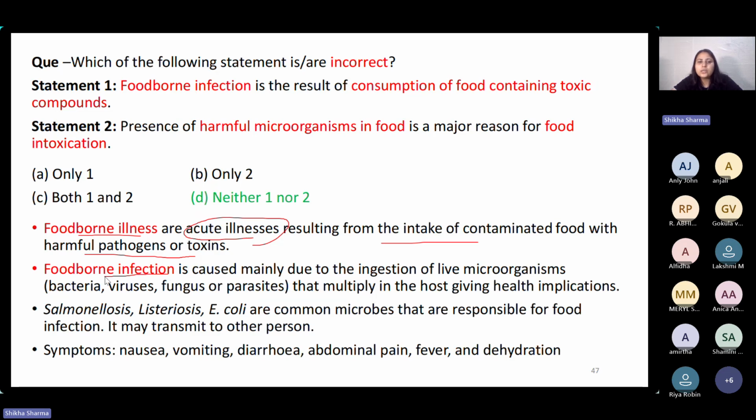Foodborne infection is caused primarily by the ingestion of live microorganisms like bacteria, viruses, fungi or parasites that can multiply in the host cell, which gives health complications in the host. Salmonellosis, listeriosis, and E. coli are common microorganisms responsible for food infection. This can also transmit from one person to another, and it can have symptoms like nausea, vomiting, diarrhea, abdominal pain, fever, and dehydration.